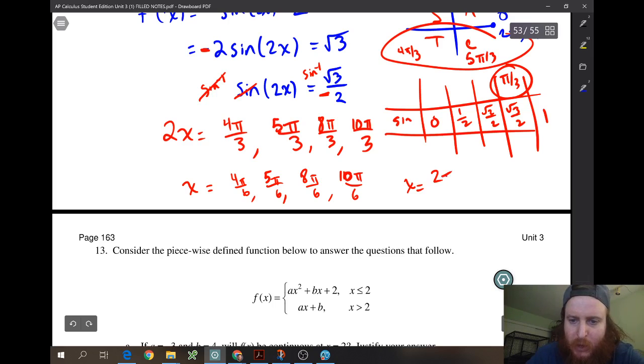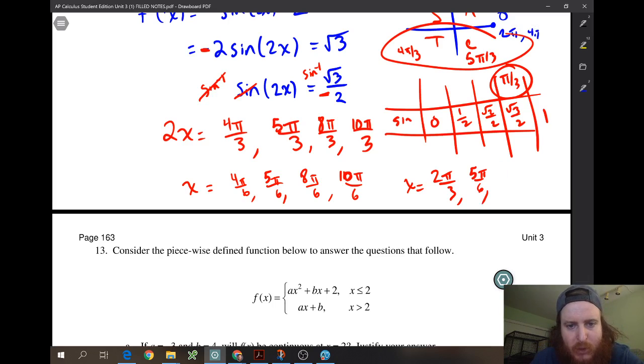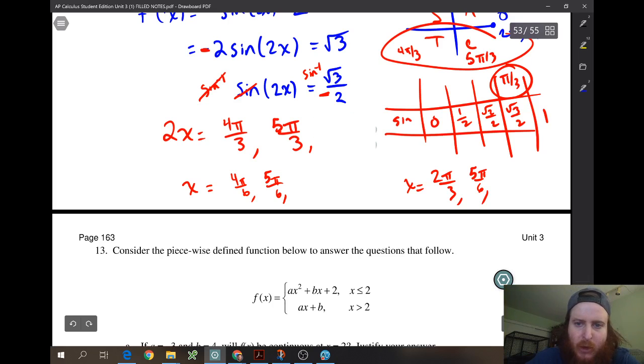Divide by 2: 2 pi over 3. 5 pi over 6 doesn't simplify. 4 pi over 3 simplifies. Oh wait, did I mess this up? Yeah, I did mess this up. Okay, we can't just double them, it's my fault. So that's why this is a little tricky. You don't just double them, you have to think a little bit harder than that.